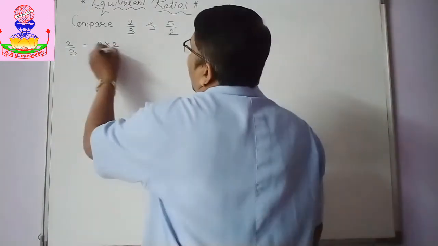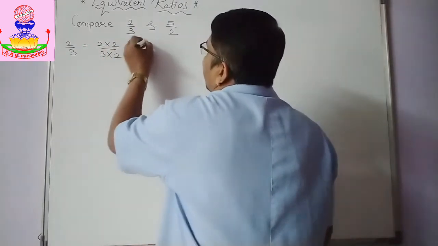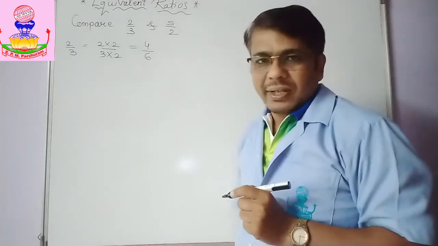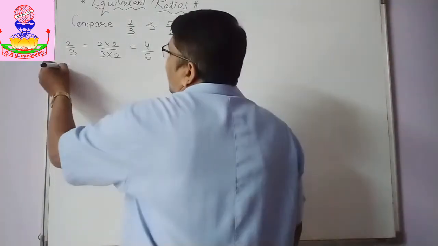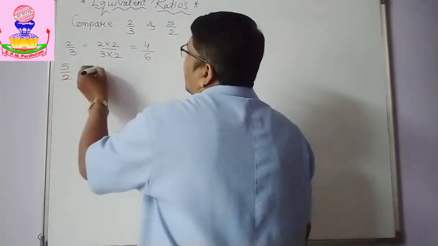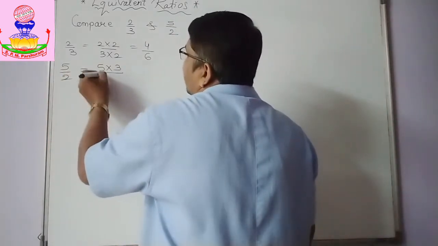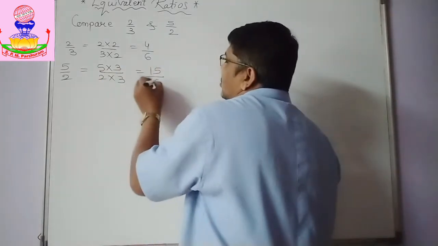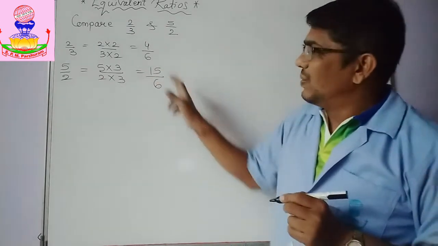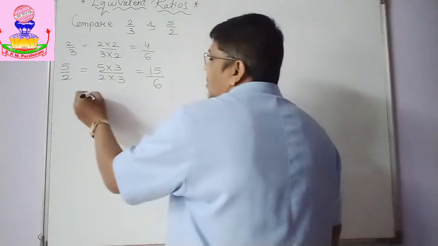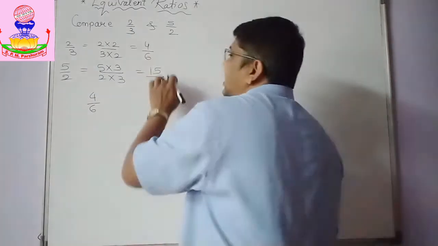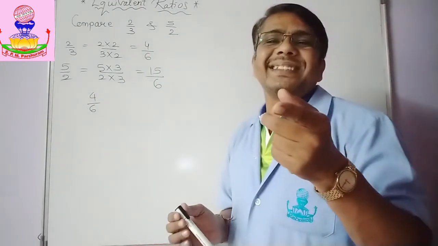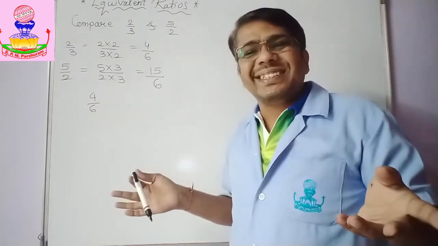So 2 into 2 upon 3 into 2. So what I get? 4/6. Okay, am I right? Now 5/2, what do you do? Multiply 5/2 by 3. So 5 3s are 15 and 2 3s are 6. Do you get it? Now what do you get? 4/6 and 15/6. Now these are like fractions. Are they like fractions? Yes, they are. Why? Denominators are same. So they are like fractions.